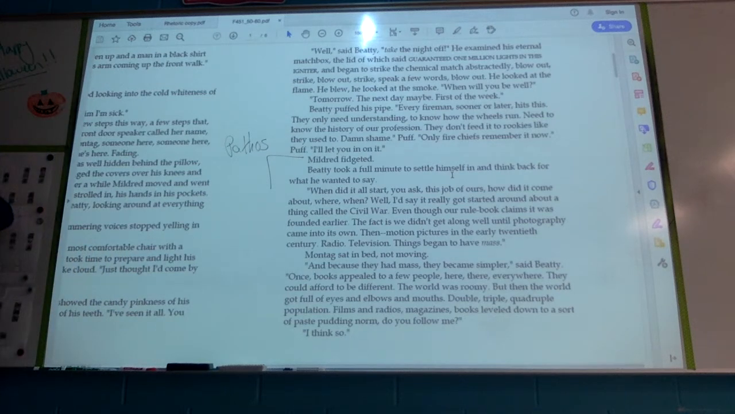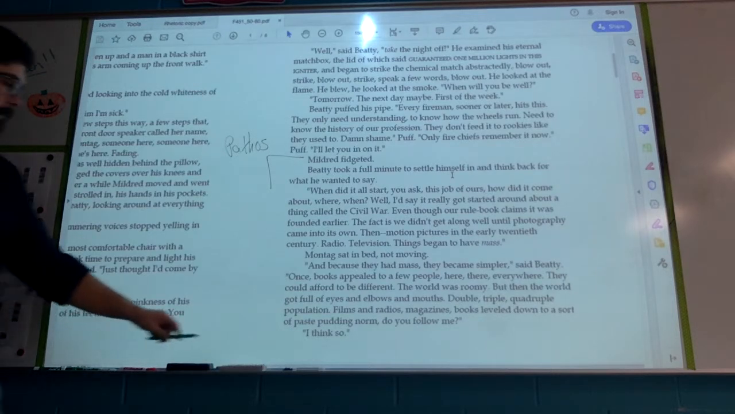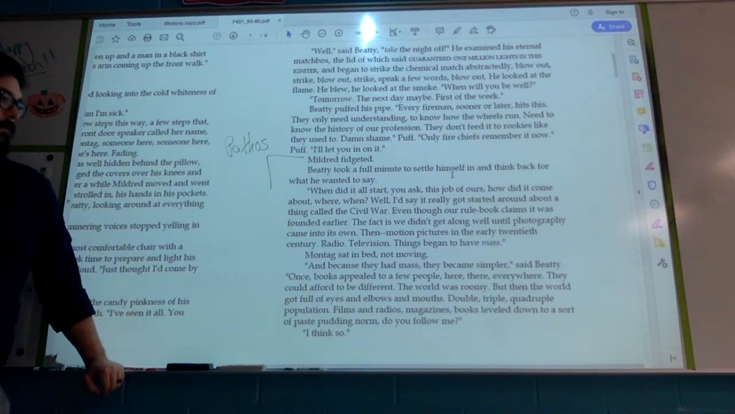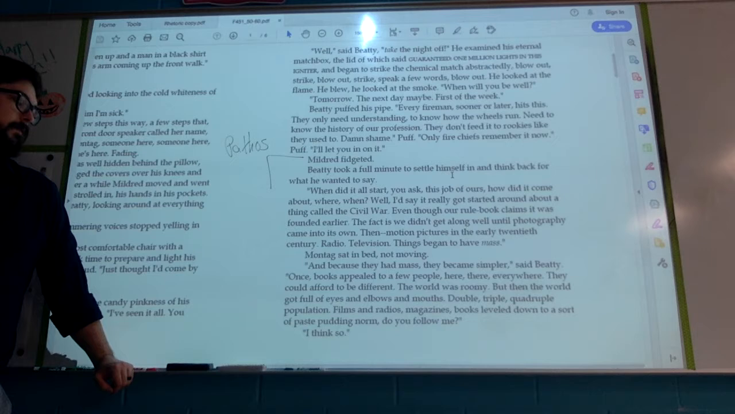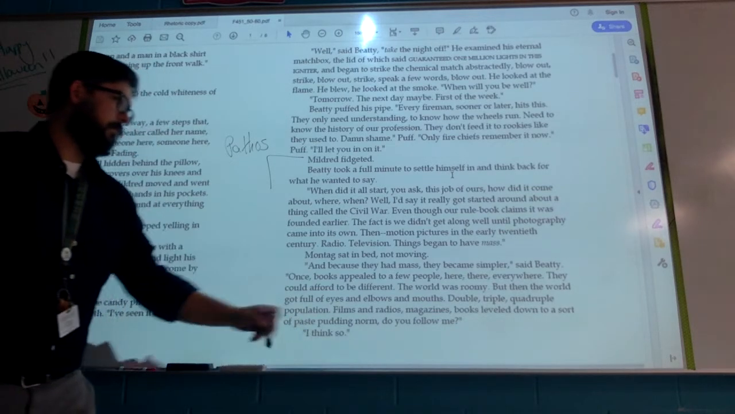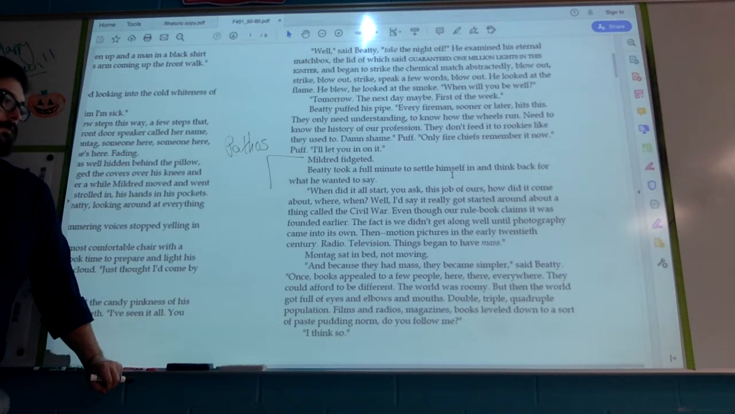When did it all start? You down to about how did it come about where it went? Well, I say it really got started around about a thing called the Civil War. Even though our world book came to it kind of early, the fact that we didn't get along well until photography came into its own, then motion pictures in the early 20th century, radio, television, things began to have mass. And because they had mass, they became simpler. Once books appealed to a few people, here, there, everywhere, they could afford to be different. The world was roomy, but then the world got full of eyes and elbows and mouths. Double, triple, quadruple population. Films, radios, magazines, books. Do you follow me? I think so.